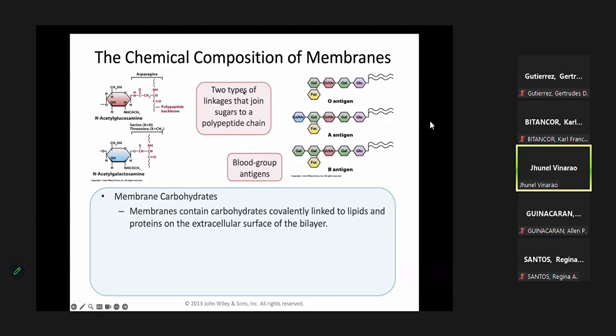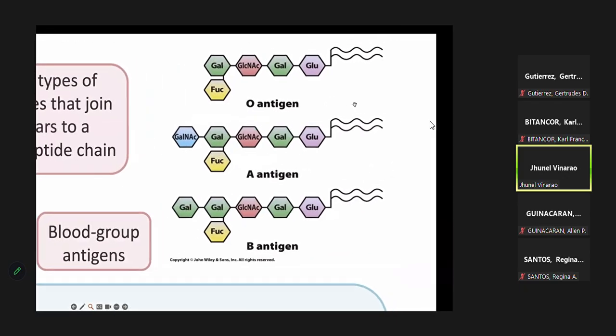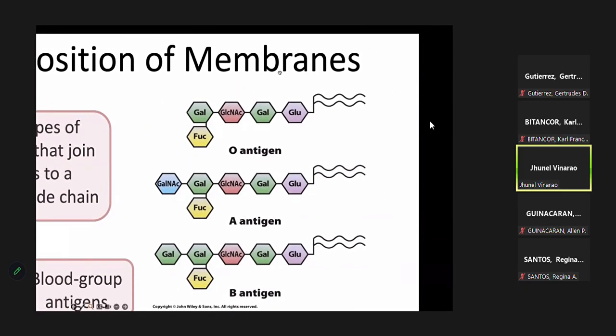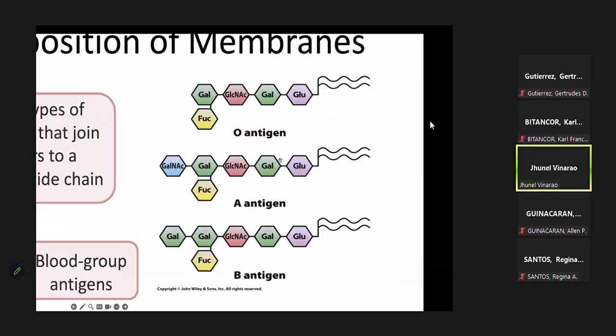In this figure, these are your lipids. You have the head and you have the tail. And the blood types, the O antigen, A antigen, or blood type B, actually differ based on the attachment of carbohydrates on the surface of the cell.